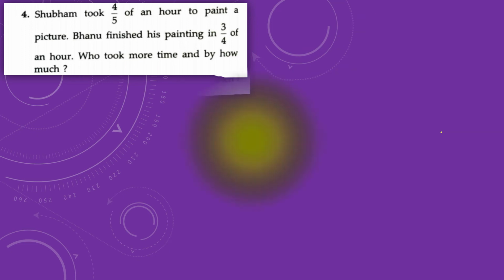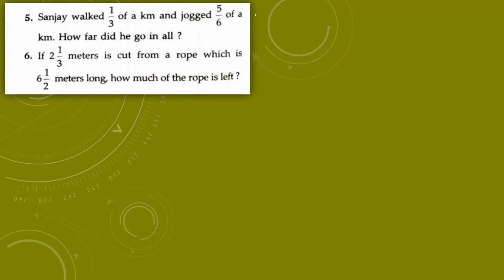Now fifth question. Sanjay walked 1/3 of a kilometer and jogged 5/6 of a kilometer. How far did he go in all? In all meaning total. Okay, my friends, total. It means total. We are going to add 1/3 and 5/6. In this case, we are going to do the ECD method. Here LCM would be a little bit easier, but I'm going to demonstrate both of these methods.